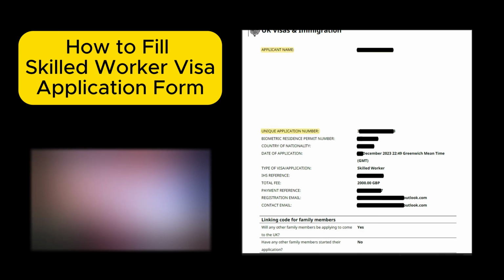Unique application number. This is the number which we are talking about. It's a 16-digit number. So if you are applying for the dependents for your kids, this number will relate all the applications together. That's how the home office will come to know. The home office will generate that number for you. Biometric residence permit number. So if you have a BRP, that number.